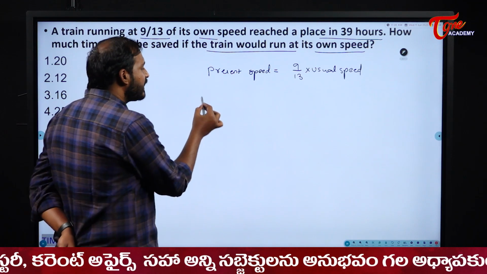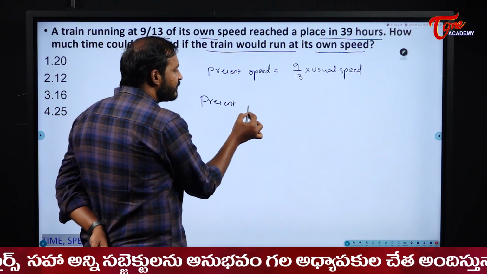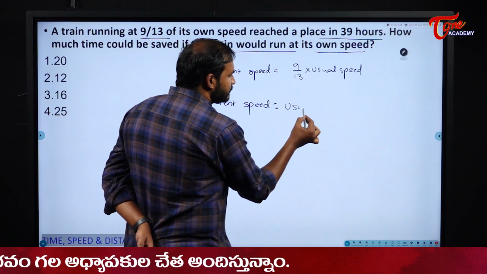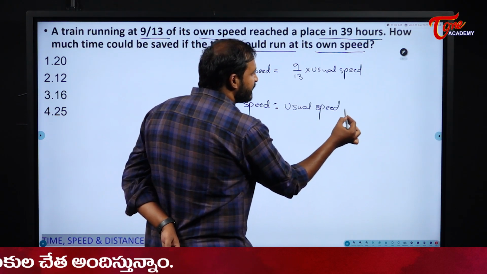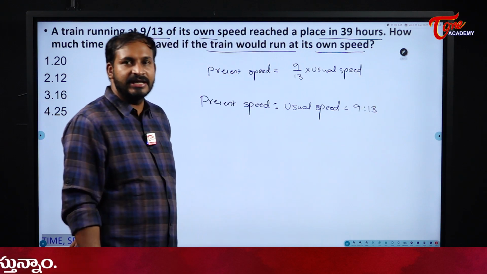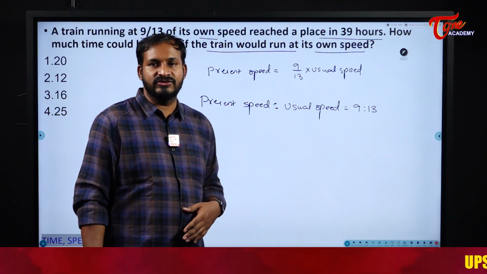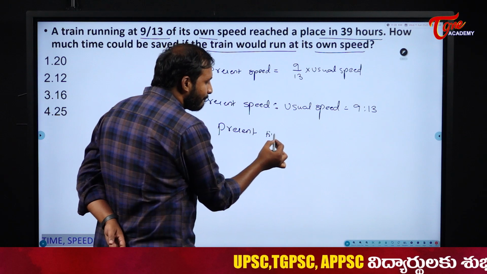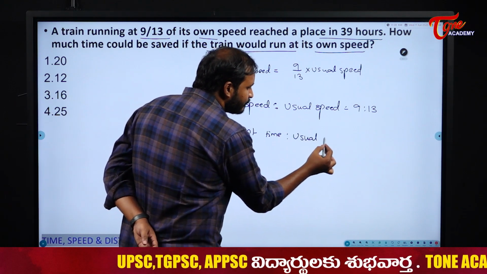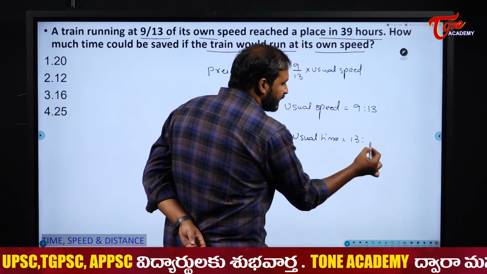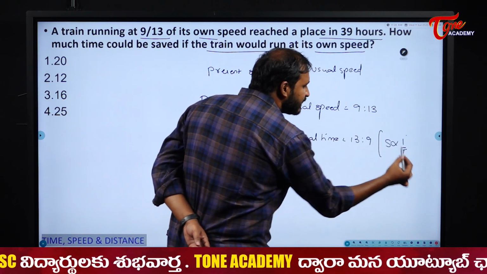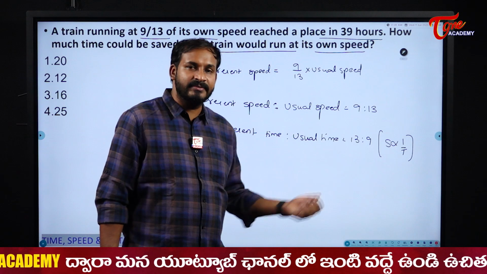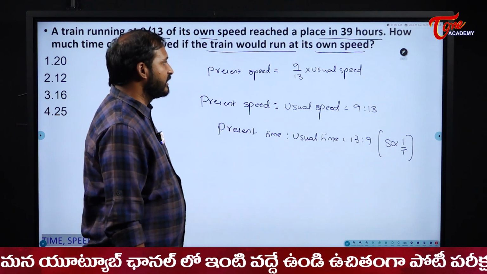Now from this what can I write? In our last video we solved a similar type of question. Present speed is to usual speed will become 9:13. If present speed and usual speed are in the ratio of 9:13, what about the present time and usual time? The ratio becomes 13:9, since speed and time are inversely related to each other. So the present time and usual time are in the ratio 13:9.